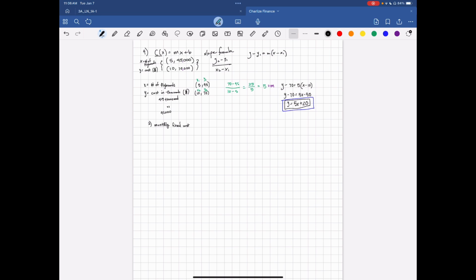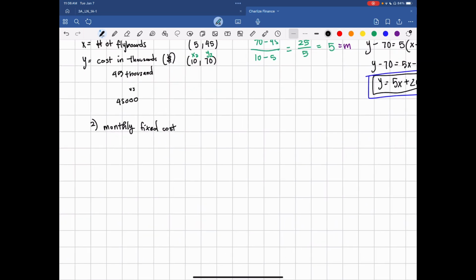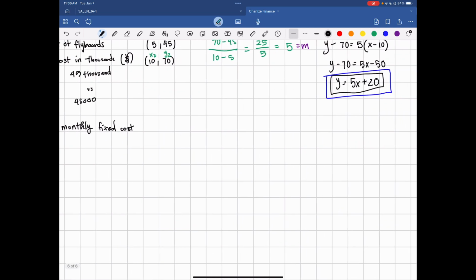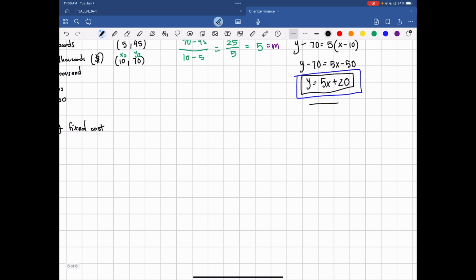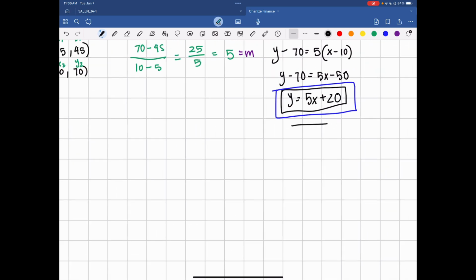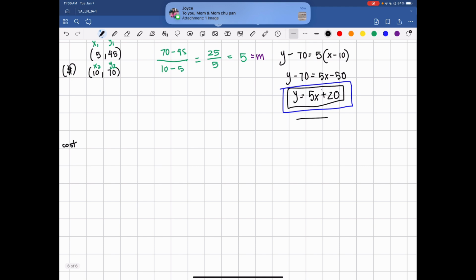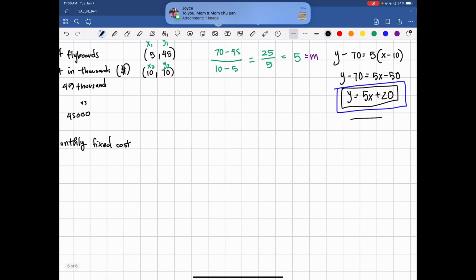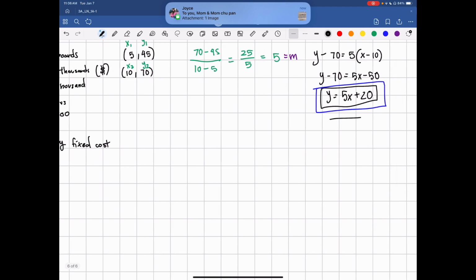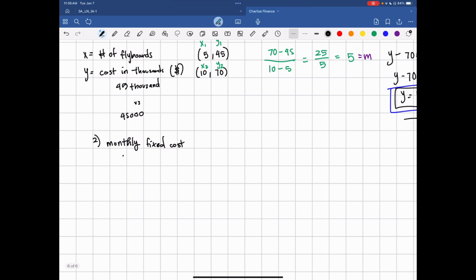The monthly fixed cost then would just be looking at this equation and remembering that this equation is in units of thousands, which is why I was able to only have 20. If I just did it by each dollar, it would be 5,000x plus 20,000. So the monthly fixed cost would be $20,000.